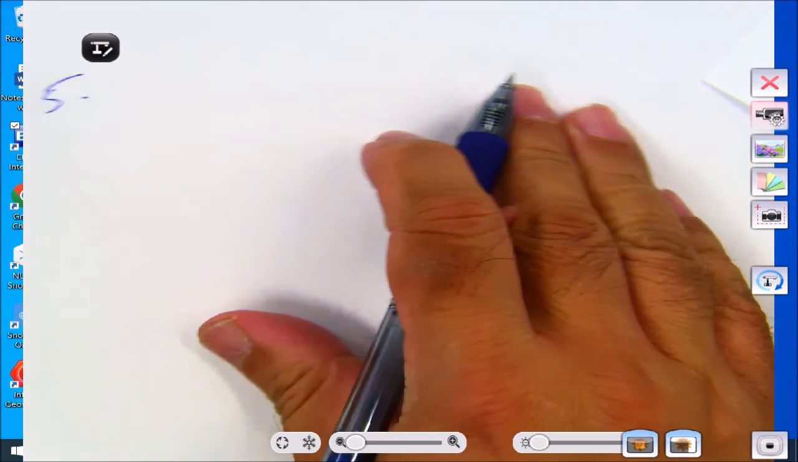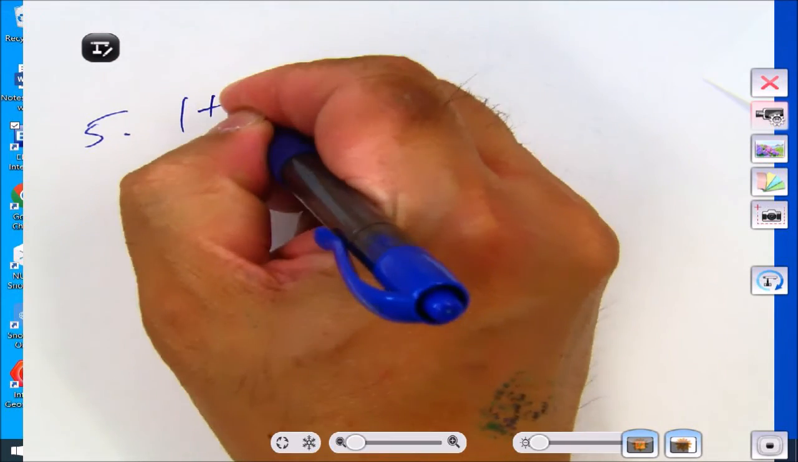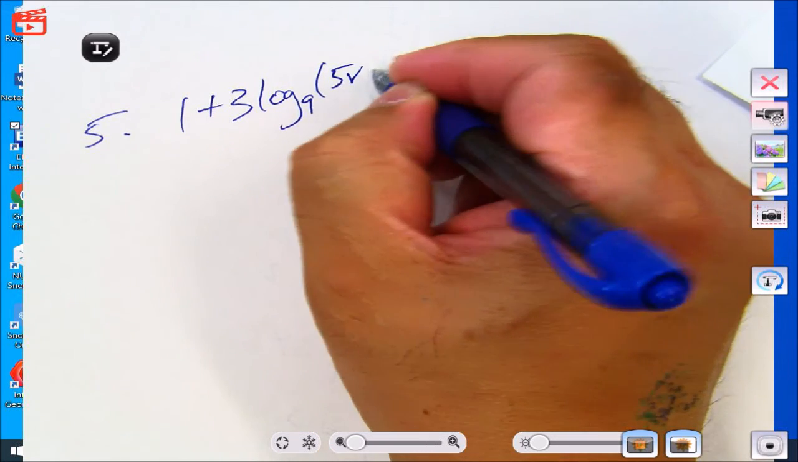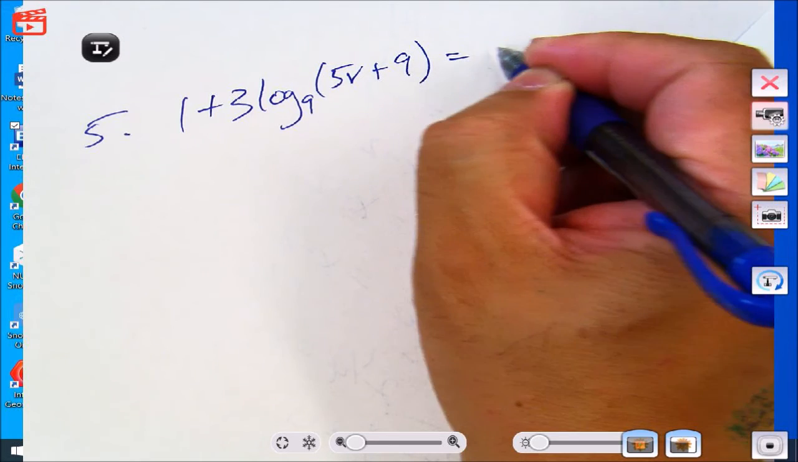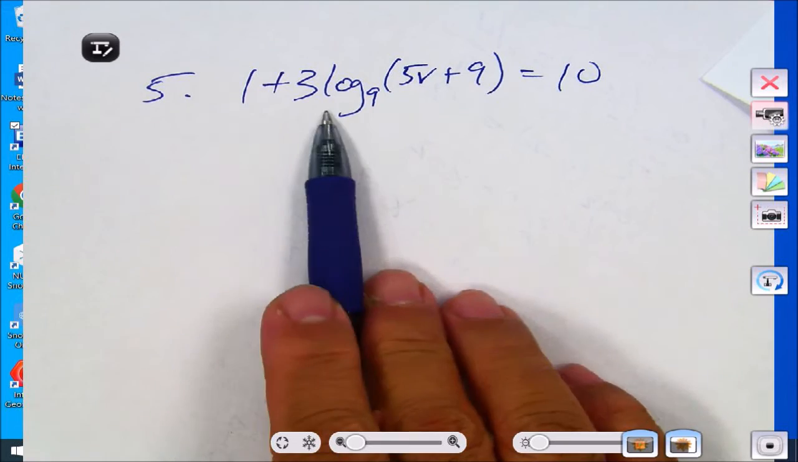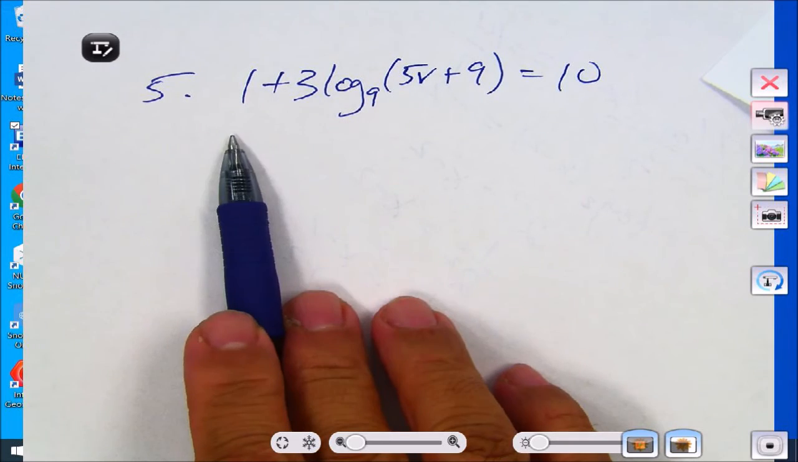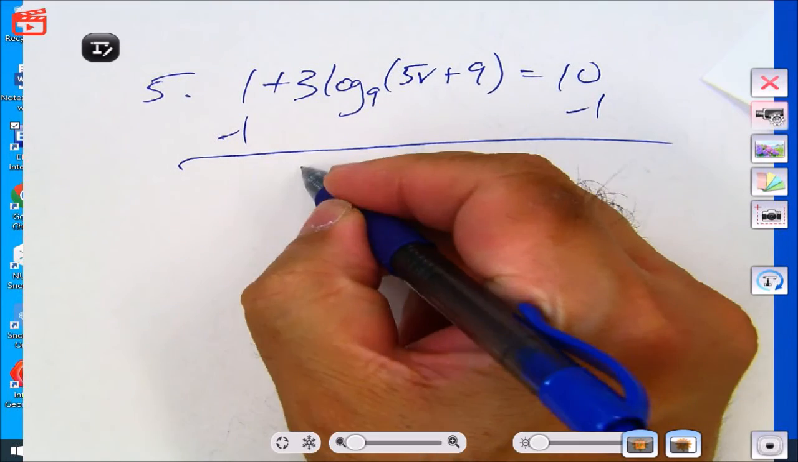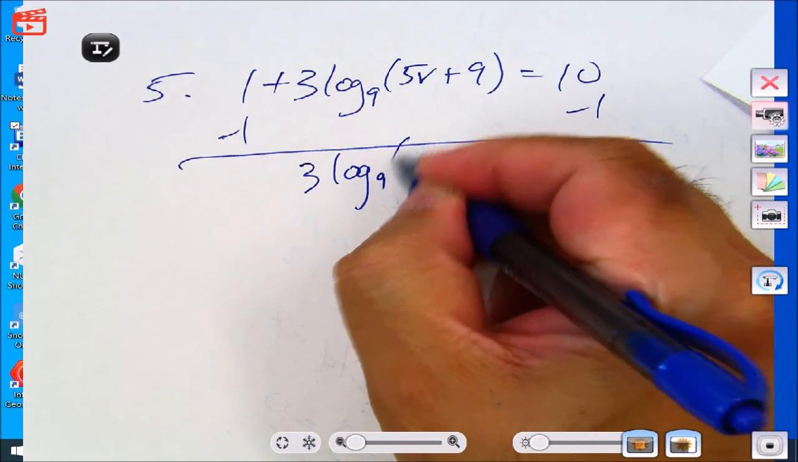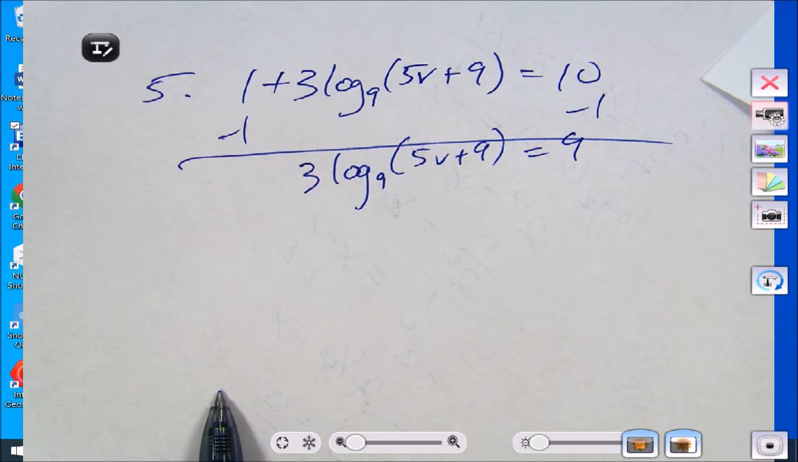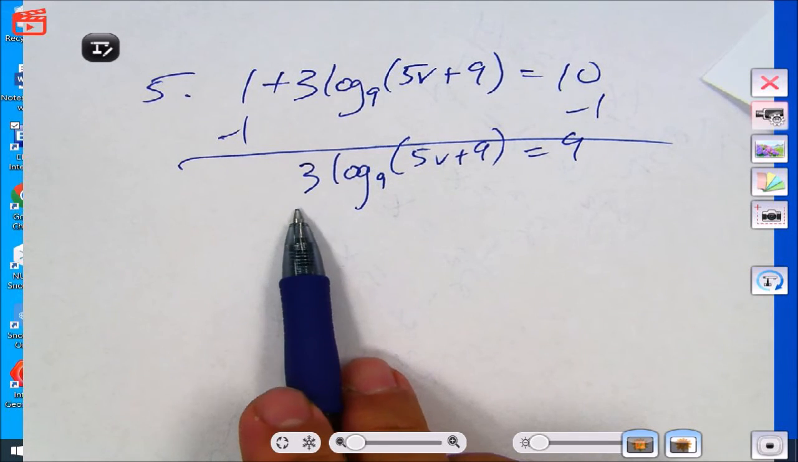Read it to me, please. 1 plus 3 log base 9 of parentheses 5b plus 9 is equal to 10. Alright. So you want to isolate the log. So I'm going to get rid of the 1 first because it's being added to it. So I subtract 1 from both sides. Then I'm going to get rid of this 3, so I'm going to divide by 3.